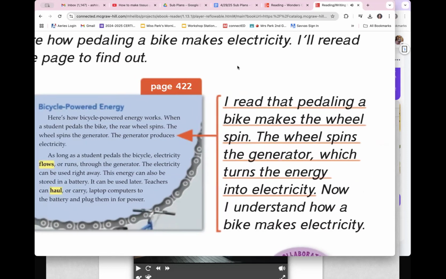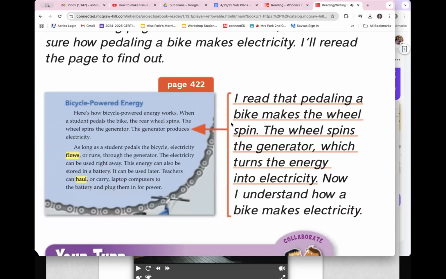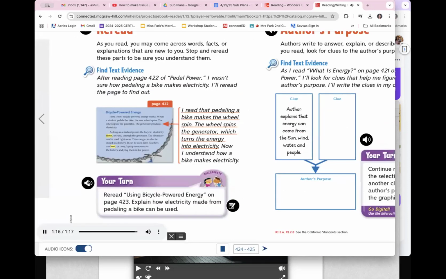I read that pedaling a bike makes the wheel spin. The wheel spins the generator, which turns the energy into electricity. Now I understand how a bike makes electricity.